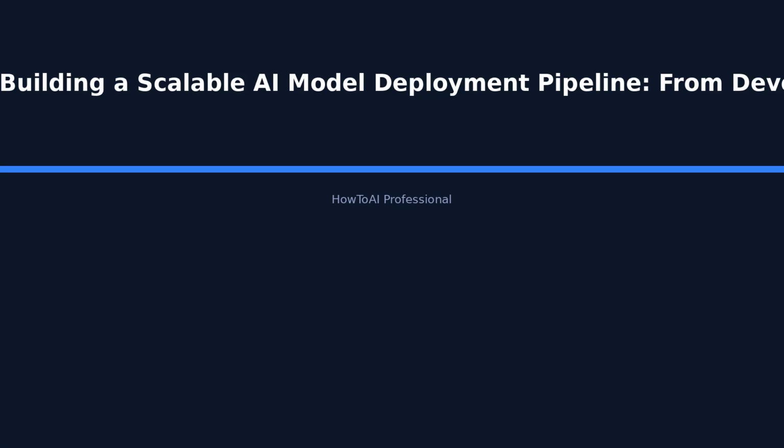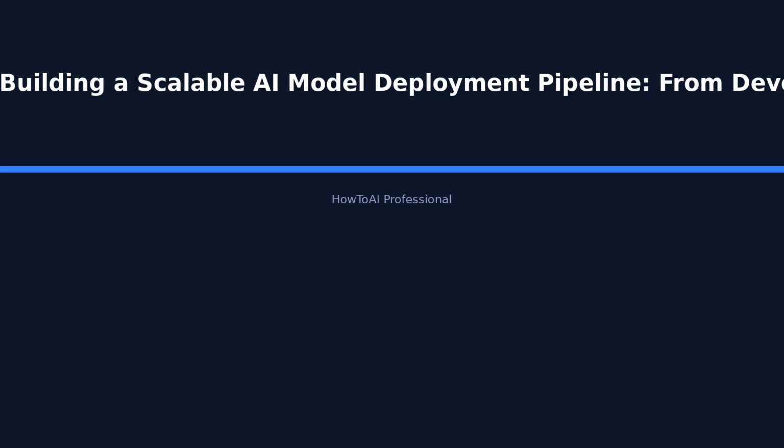Once you have established CI practices, you can implement a deployment pipeline that automatically pushes updates to production. This could involve containerization technologies like Docker and orchestration tools like Kubernetes, which help package your model along with its dependencies for consistent deployment.